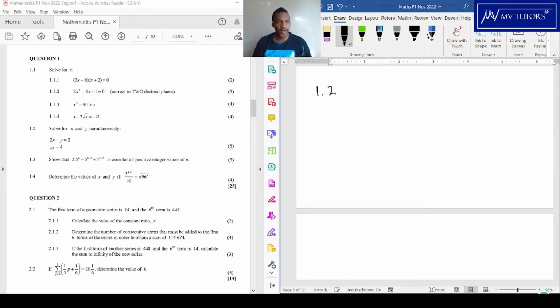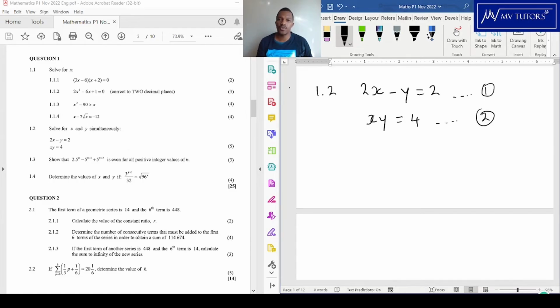Okay, let's do 1.2 now. It says solve for x and y simultaneously. Okay, and we are given 2x minus y is equals to 2. And then we're given xy is equals to 4. Well, let's give them numbers. Let's call this one equation 1. Let's call this one equation 2.